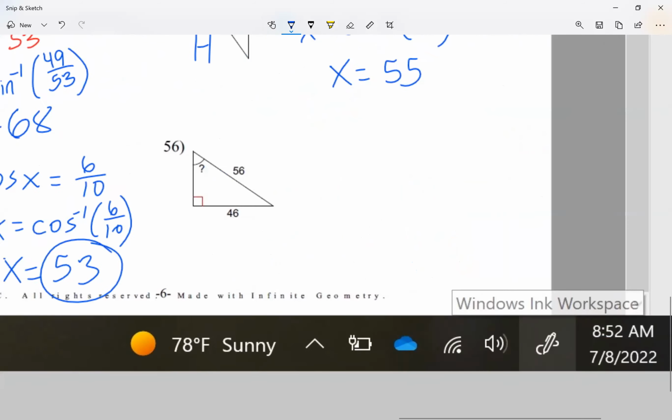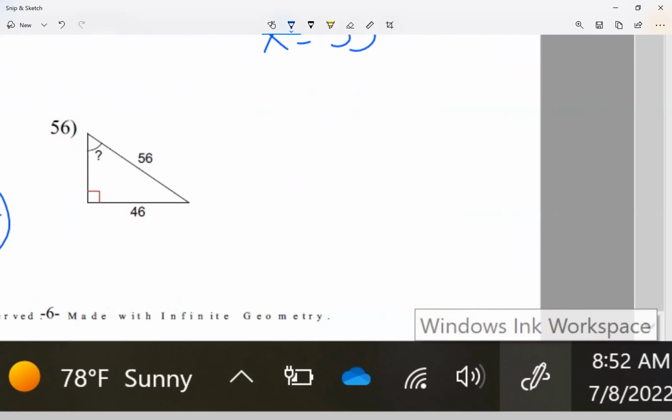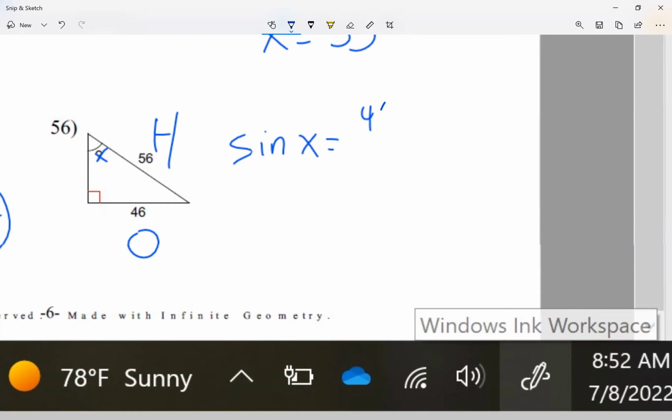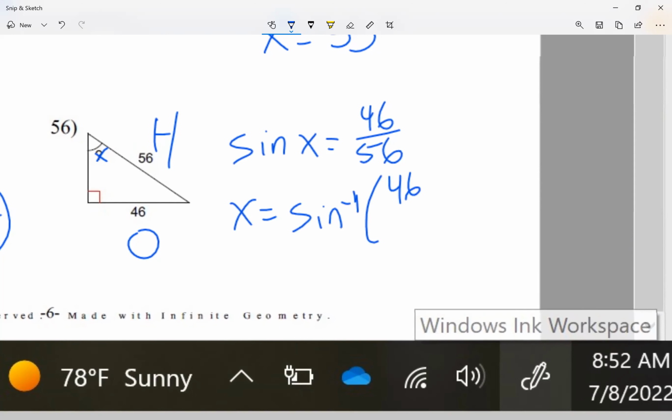Let me do one last example. I have the hypotenuse and I have the opposite. Remember, I label my sides based on my angle. Hypotenuse is always the biggest, but based on the angle, 46 is the opposite. O and H, I'm going to use sine. Sine of x is equal to 46 over 56. Remember the acronym SOHCAHTOA. That's how I know whether I use sine, cosine, or tangent. So I'm going to say x is equal to the sine inverse of 46 over 56.